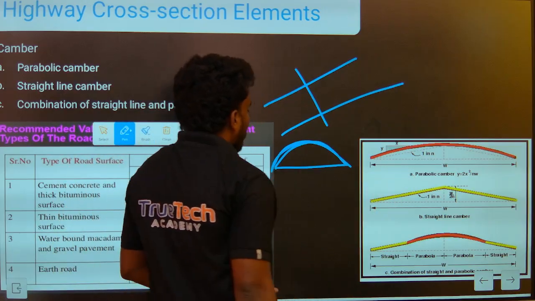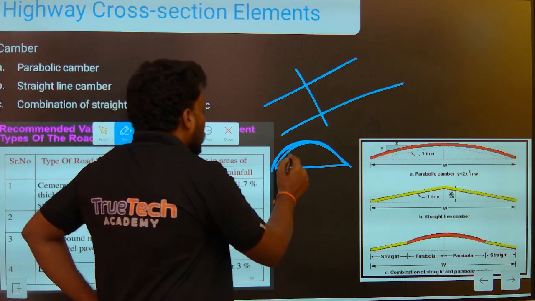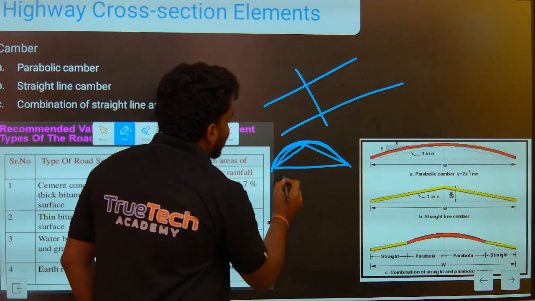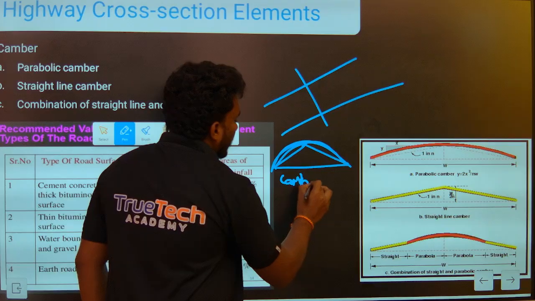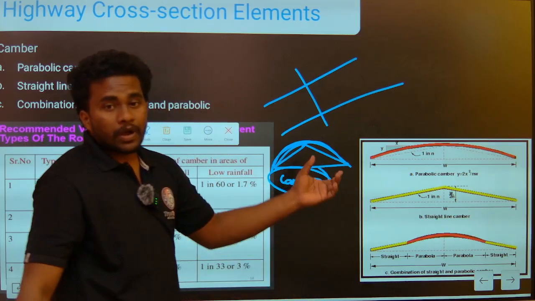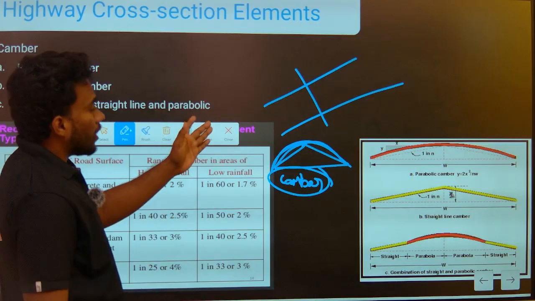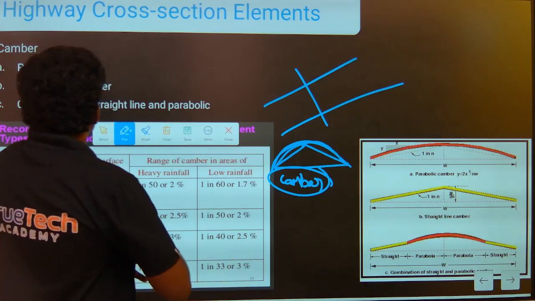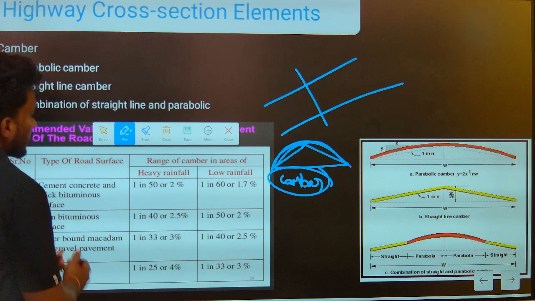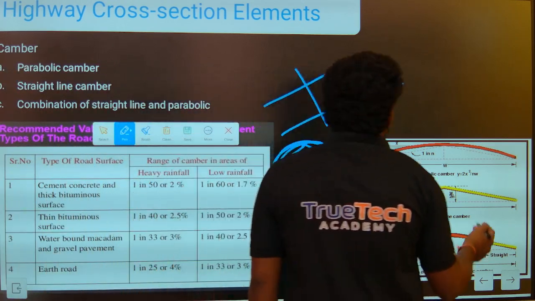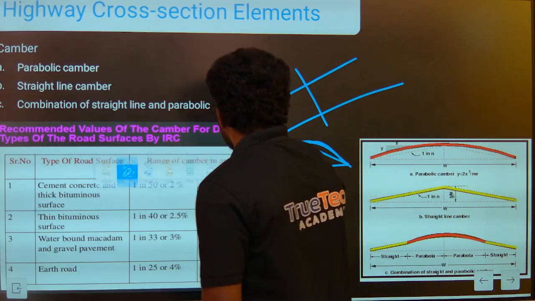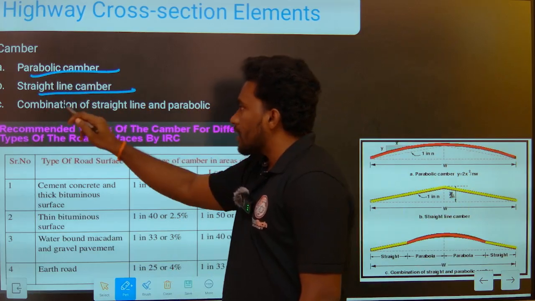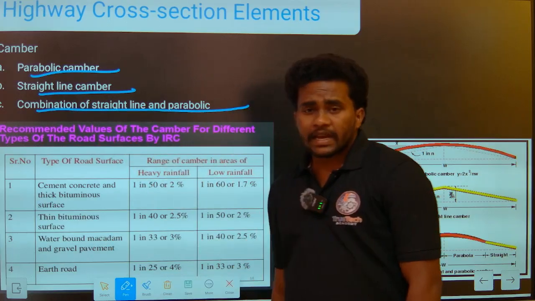Here we have to provide some slope, and that is nothing but the camber. Camber or cross slope is provided along the transverse direction of the road surface. There are three types of cambers. The first one is the parabolic camber, the second one is the straight line camber, and the third one is the combination of straight line and parabolic camber.